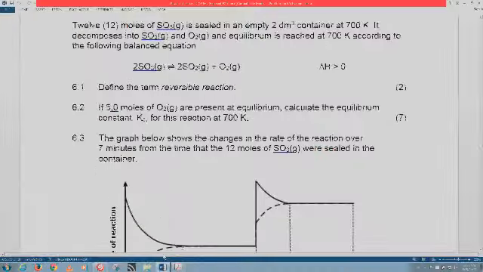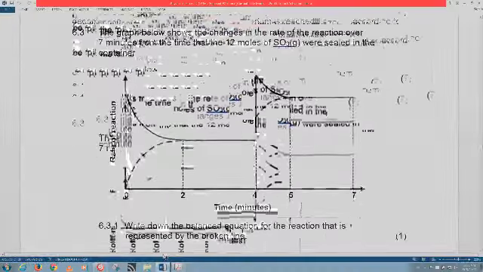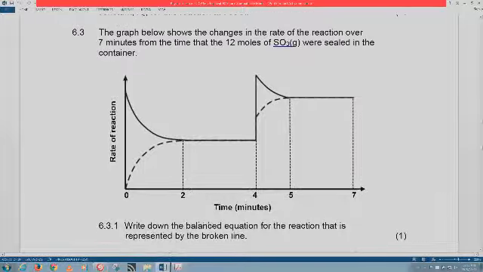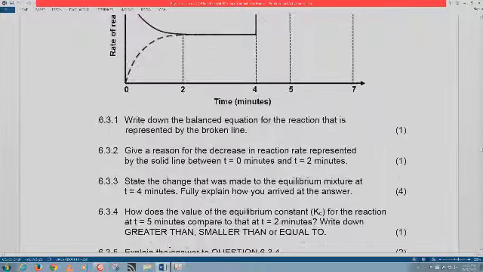Then let's move to question 6.3. The graph below shows the changes in the rate of reaction over 7 minutes from the time that the 12 moles of sulfur dioxide gas were sealed in the container. 6.3.1, write down the balanced equation for the reaction that is represented by the broken line. Bear in mind, it is a balanced equation for 1 mark.